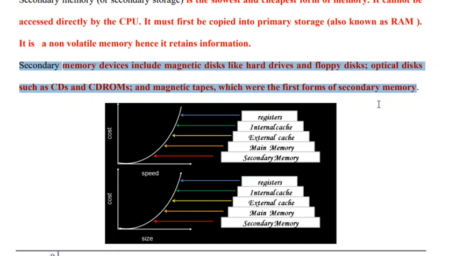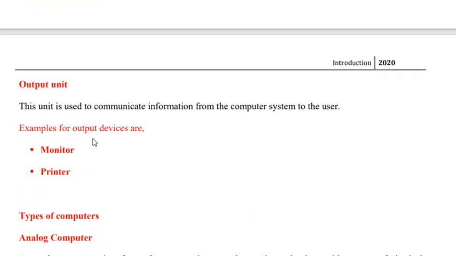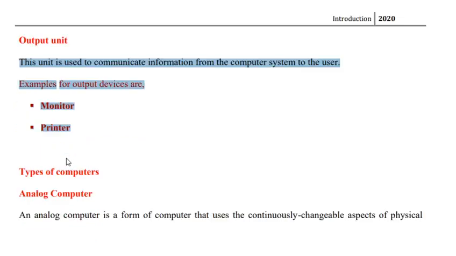So this is a very simplified graph that tries to show cost versus speed and cost versus size representation of the various types of memory that a computer system may have in it. Now output unit, as we all know, is a unit that is capable of communicating information from the computer system to the user, right? Because after performing an operation, the microprocessor will be capable of delivering certain desired outcome. So that desired outcome has to be communicated to the user. So it is done through the output unit. So monitor and printers are typical examples of output unit.